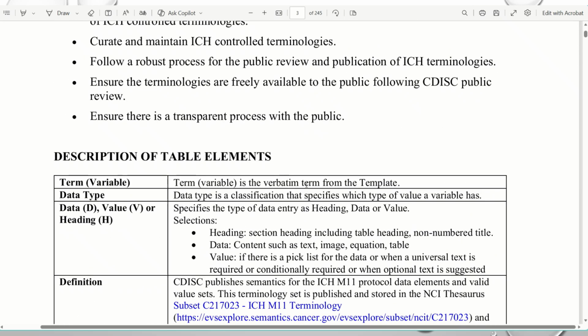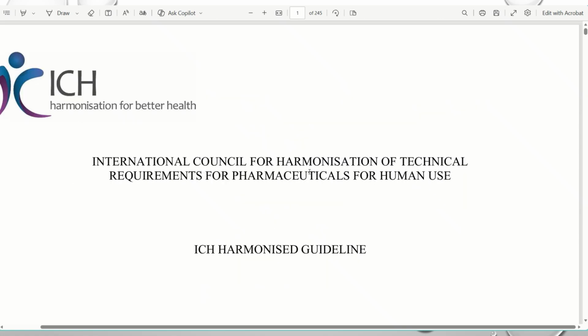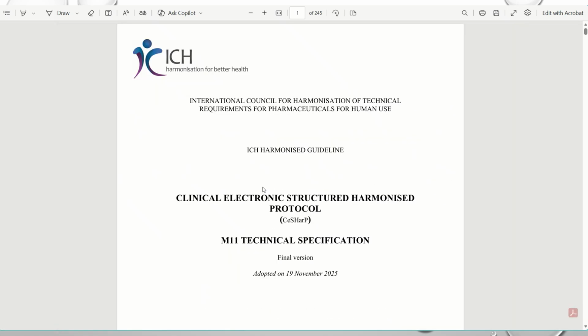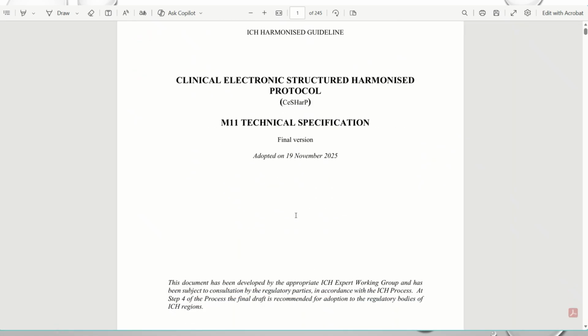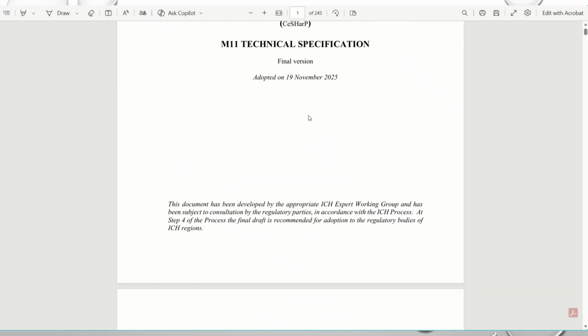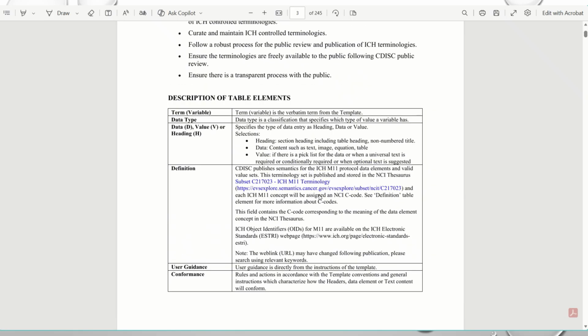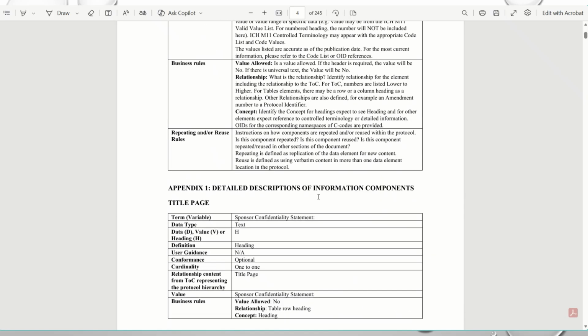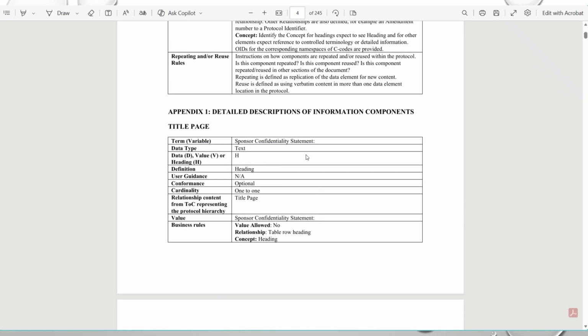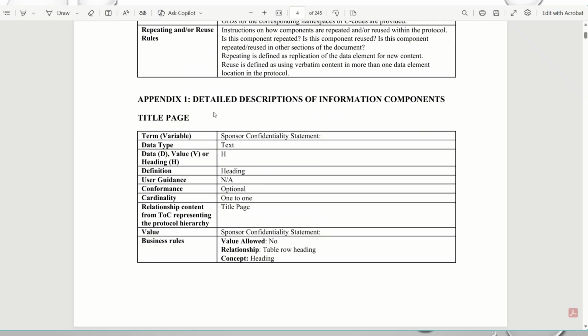This is the technical specification. Yeah, this is the technical specification, and it was adopted in November 2025. And the technical specification, so this is just a description, but here it details the title page components. Yeah, so for example, the sponsor confidentiality statement, the data type, it's a text. It's got a heading, conformance, it's optional.